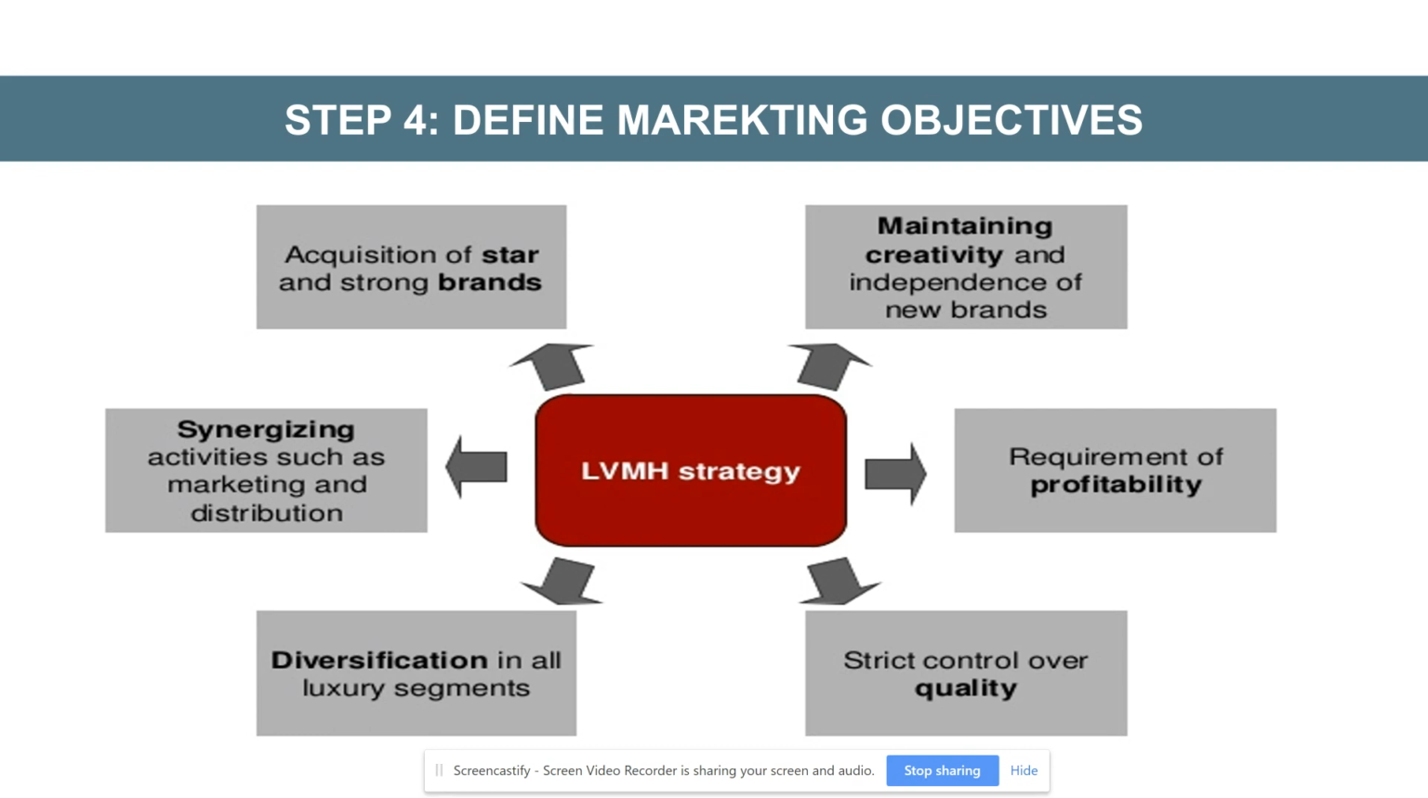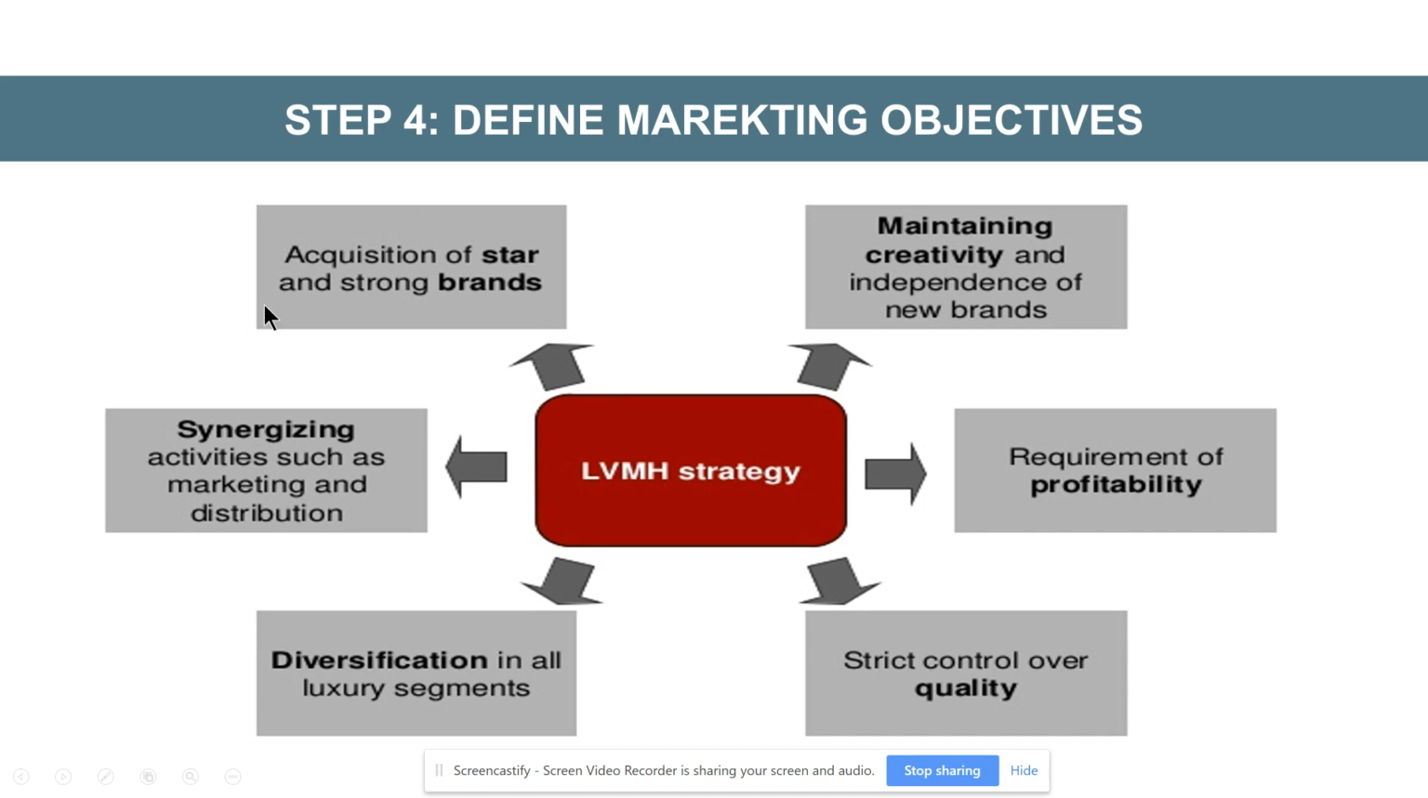So they'll generally give you, the CEO will give all of the presidents of those different business units, like the leather goods and the wines and spirits and the selective retailing, generic goals about what they want from a marketing standpoint. So here is an example of what Louis Vuitton gave their business units.